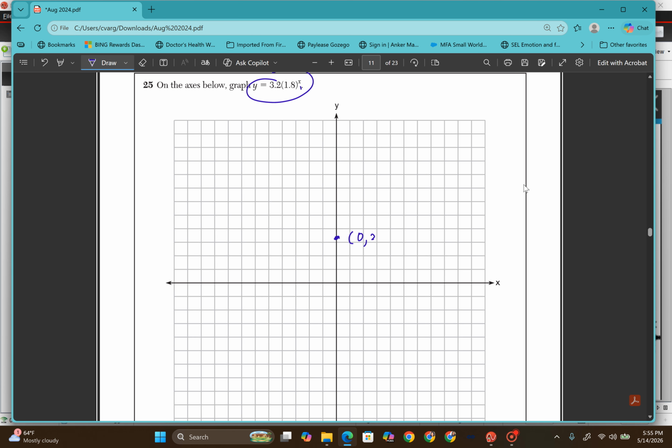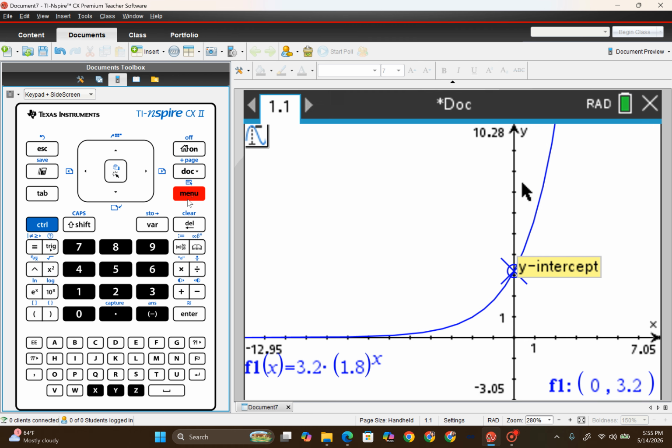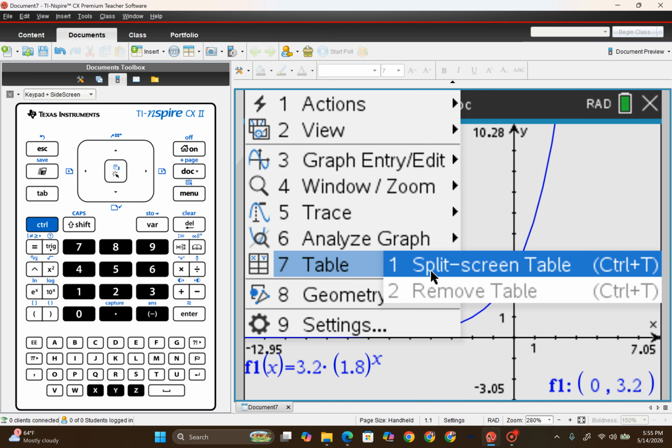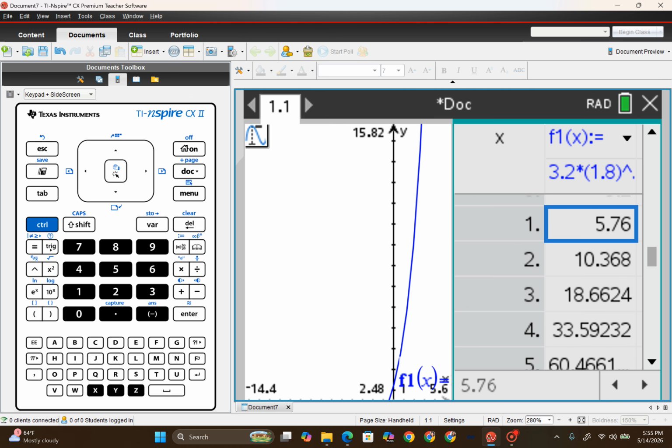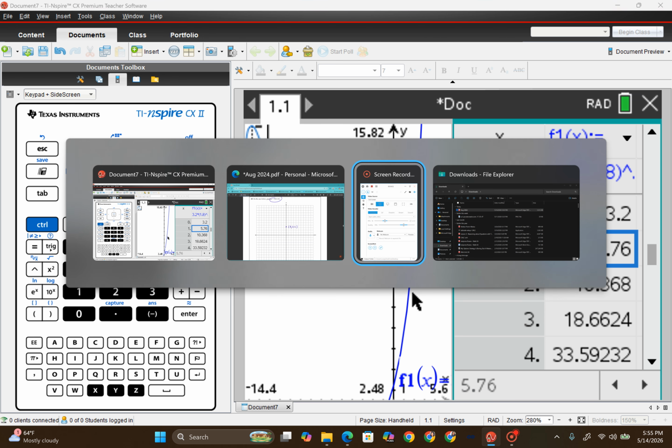Cool. Next thing to earn points: when you graph, you need to have exact coordinates. So you're going to go to menu, go to table, go to split screen, and you're going to graph this to the best of your ability, okay? 1, comma 5.76. You're going to go to your graph. Don't get lazy.